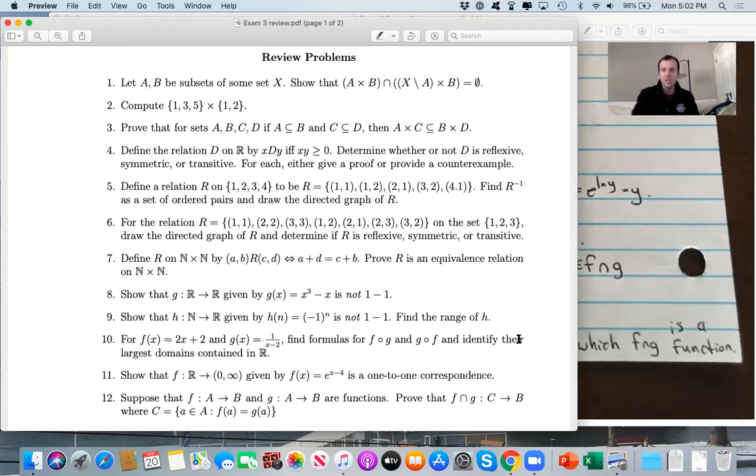Questions about any of these problems, or kind of anything that, as long as you're here, that I can talk a little bit about?